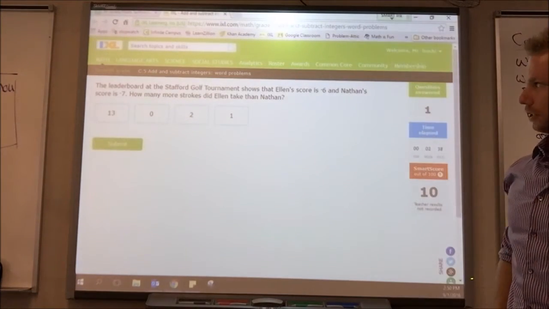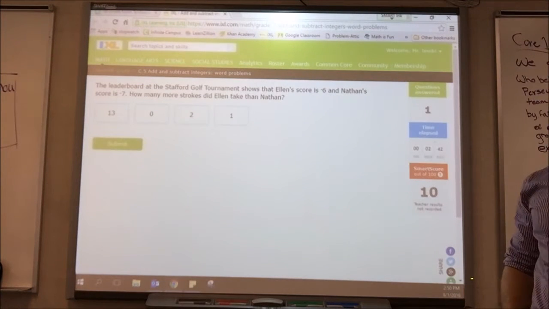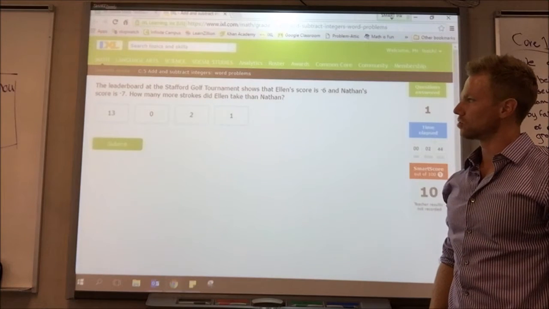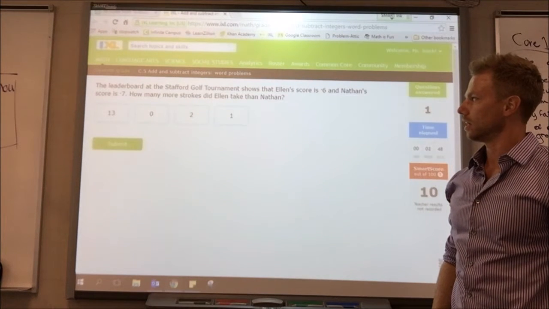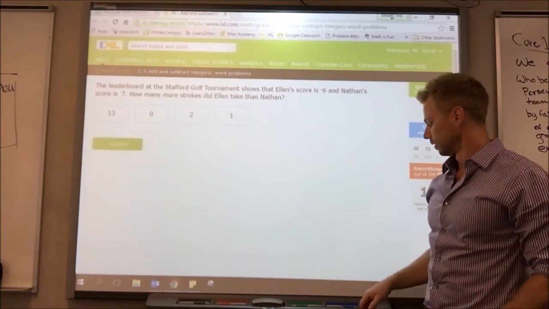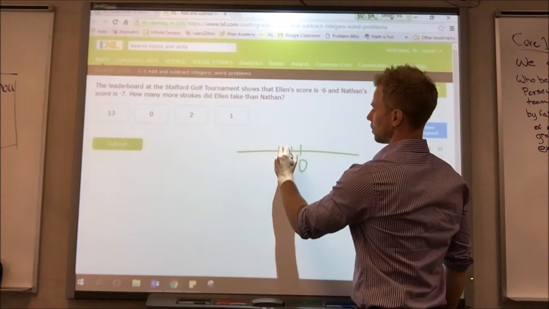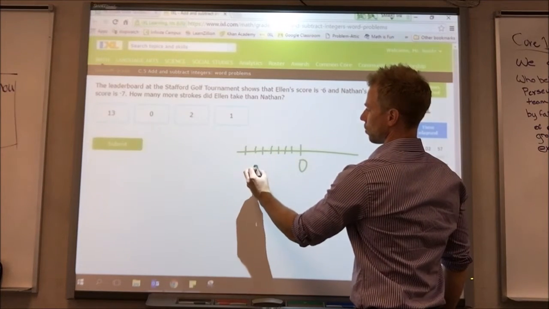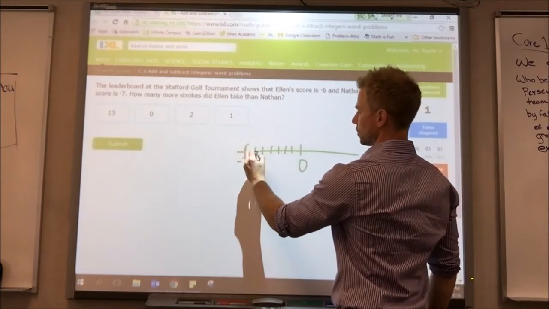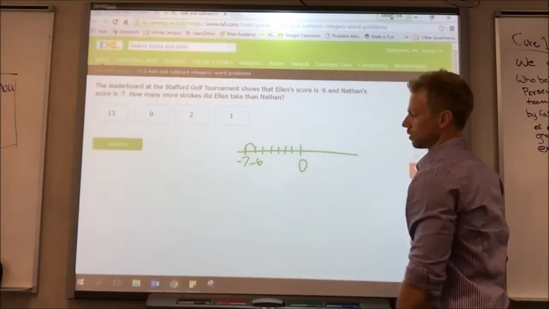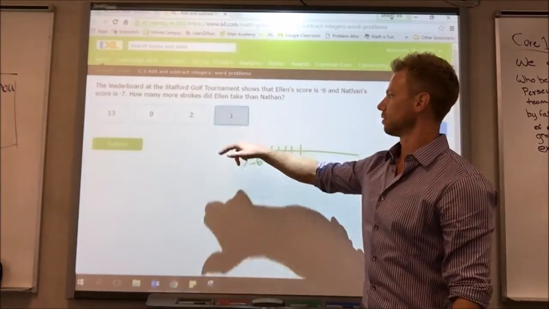All right, the next one. The leaderboard at the Stafford Golf Tournament shows that Ellen's score is -6 and Nathan's score is -7. How many more strokes did Ellen take than Nathan? Okay, let's draw a number line for this one. We're at -6 and -7. So what's the distance between those two? It's just 1. So how many more strokes did he take? Just 1.